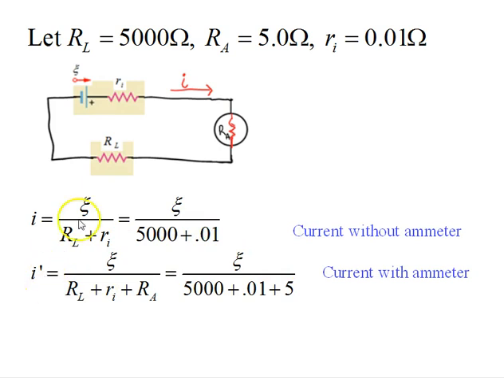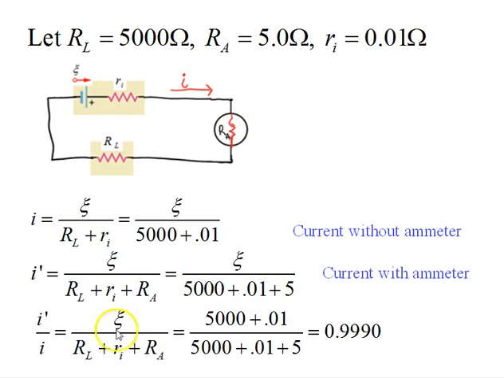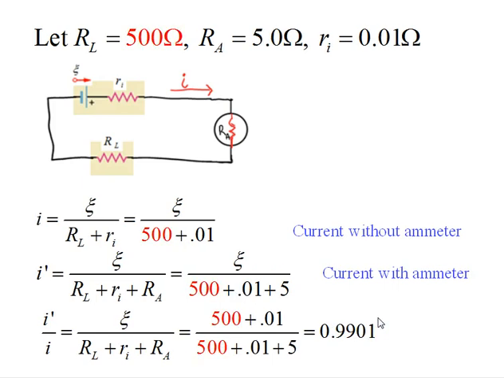But our I prime, we'll call it, is what we measure when we insert our ammeter. Now instead of measuring the current in the circuit without the ammeter, we're measuring it with the ammeter. If we take the ratio of the two, we get 0.9990. So we have less than 1%, about 0.1% effect on the circuit itself.